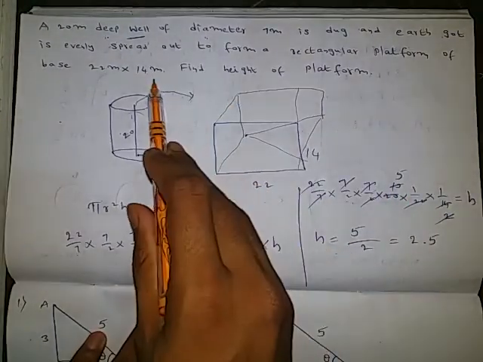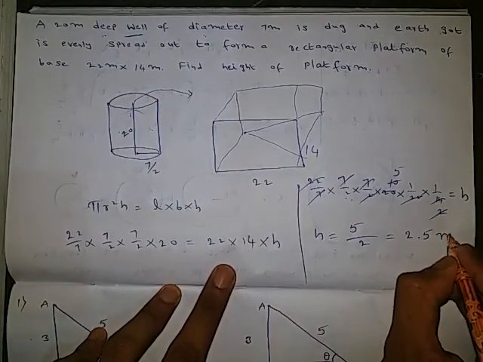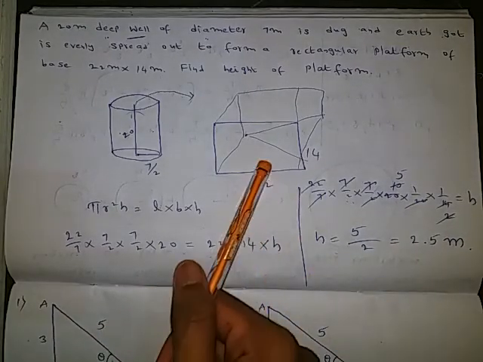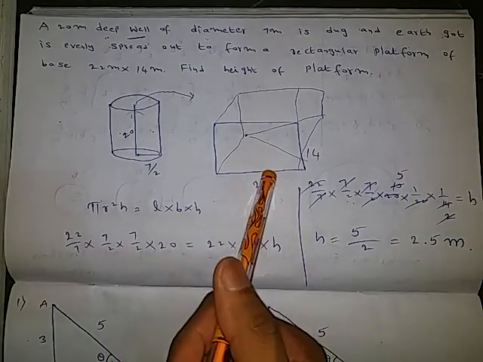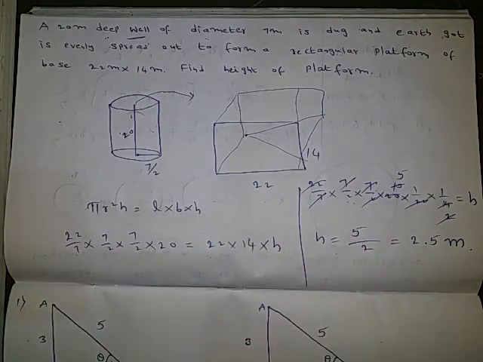All the measurements are in meters. We are finding height only, so this will also be meters. So the height of that platform, the height of the cuboidal shape platform, is 2.5 meters.